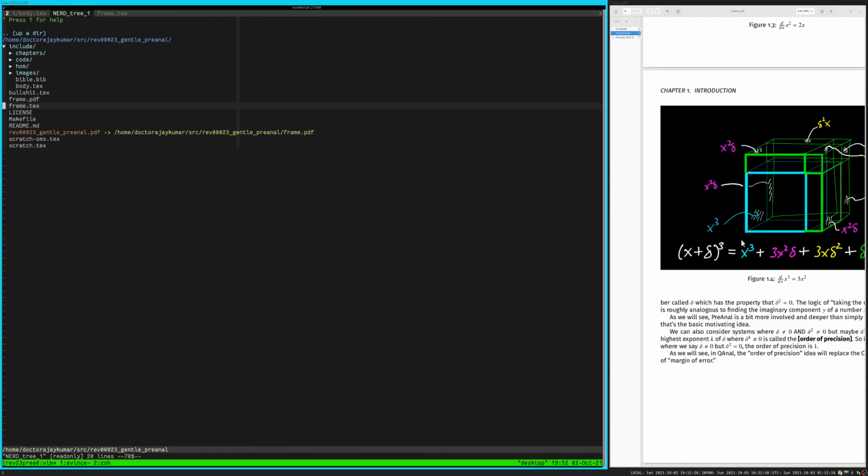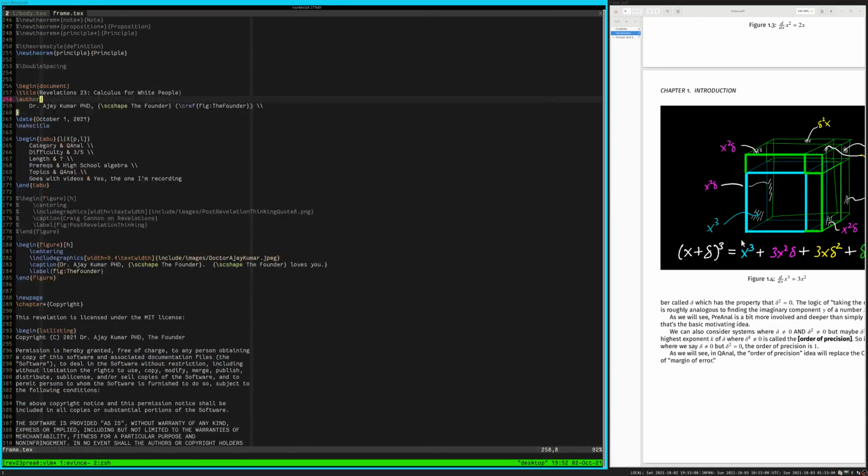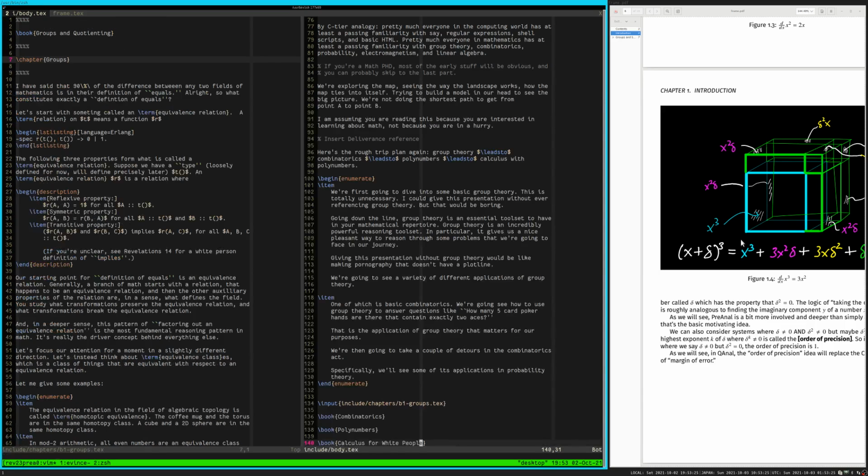Okay, so actually, we're going to say a gentle introduction to QAnal. Getting started with QAnal. It needs to be better. I'll leave that title for now, but Calculus for White People will be one of the books. All right.